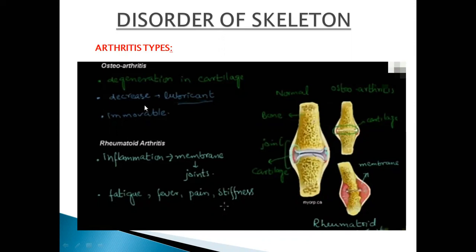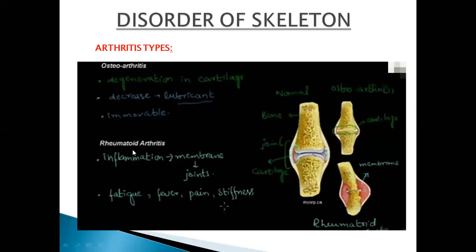Okay, what happened? Degeneration in cartilage. When the cartilage joining two bones becomes degenerate or destroyed, it causes osteoarthritis. What happened here? Decreased lubricant. You know that whenever the joints move, they bend over. If the cartilage degenerates, then they are unable to move. So it becomes immovable. Fine.